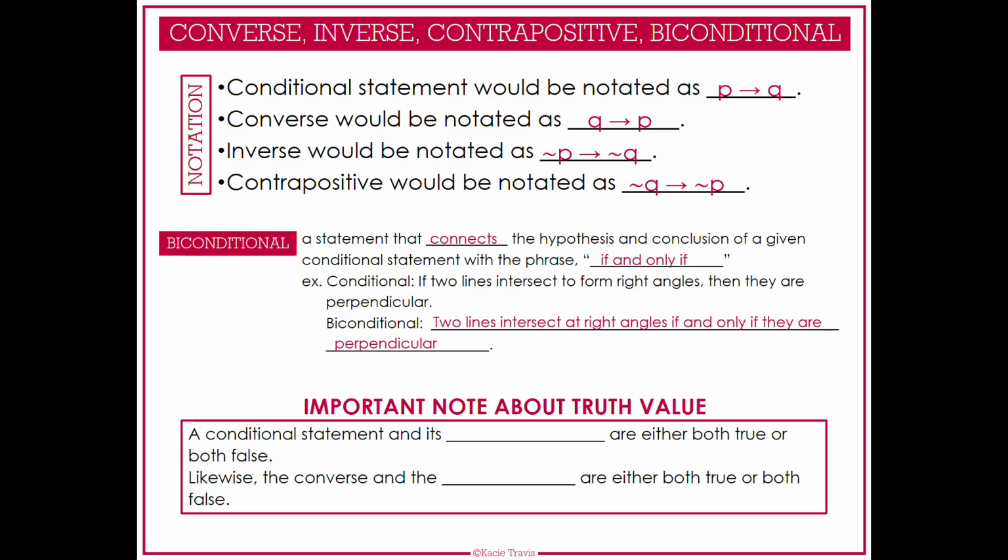So, a couple things that are important for us to know about the truth value of these sentences. Not every single statement that we manipulate with this is always going to be true. So, if you have a conditional statement, it and its contrapositive are either both going to be true or both going to be false. Likewise, the converse and the inverse statements are either both true or both false. So if one of them is false, the other one's going to be false. If one is true, so will the other be. Okay? Keep that in mind if you ever have to go through and judge the truth values of sentences.